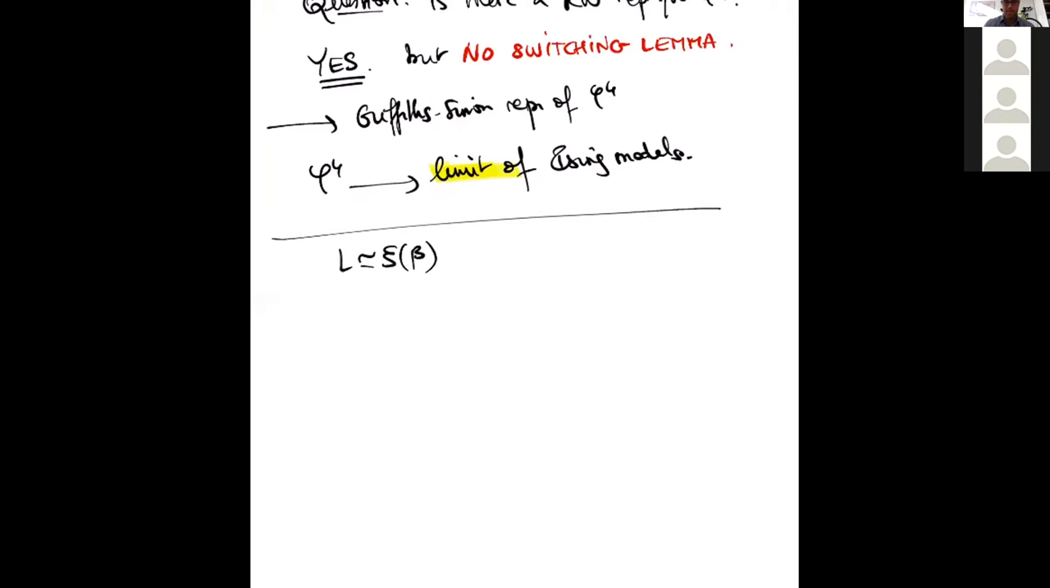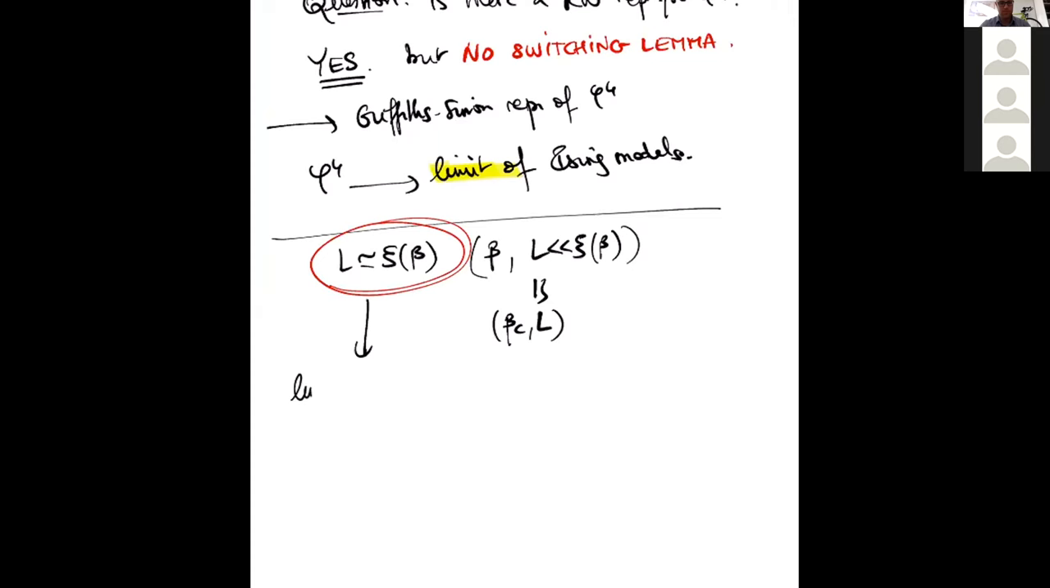So if you take L much smaller than psi of beta, this was supposed to be a beta, sorry. Well, it's basically the same as taking the limit at beta c and L, but it's not the case when you take L of this order. But the theorem works the same. So the theorem does tell you that the limit is Gaussian also in this case.